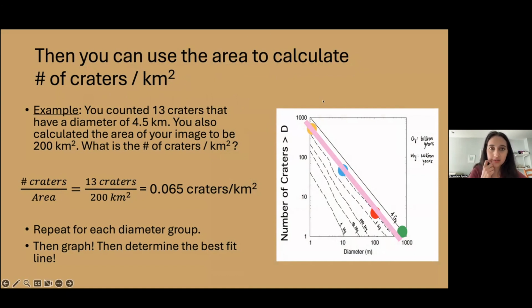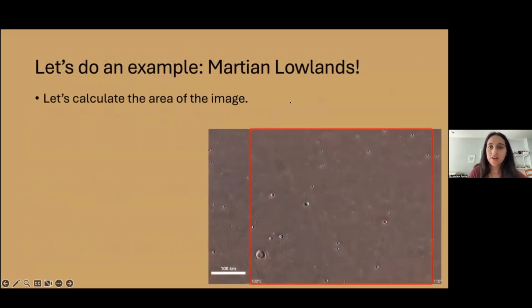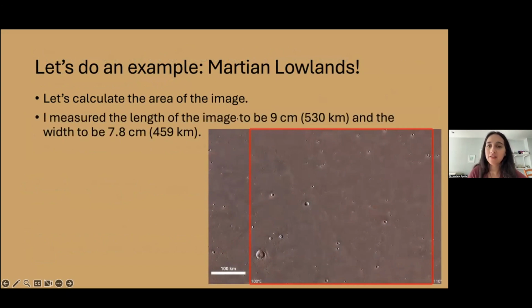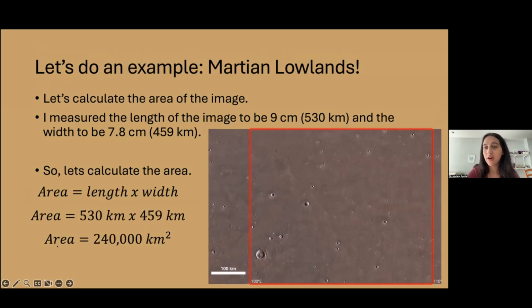Any other questions? Okay, if there is, hopefully I can clear it up. So we'll calculate the area of the lowlands that had the 91 craters. I found a length of 9 centimeters, which I converted for you, so it's about 530 kilometers. And the width was 7.8 centimeters, or about 460 kilometers. We multiply these two numbers to calculate the area, and we find that the image I analyzed, in the red box, is about 240,000 kilometers squared.